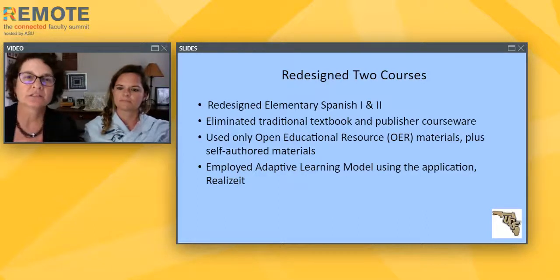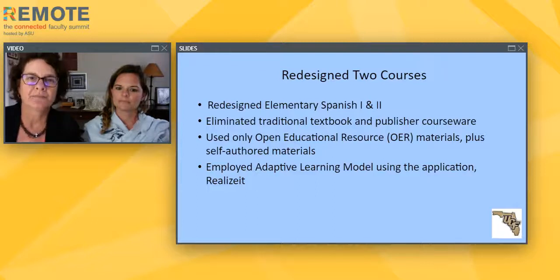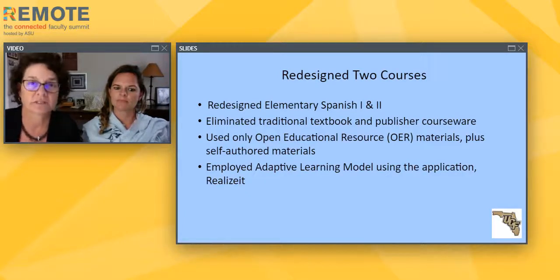So moving on, we'll share a little bit with you about how we redesigned our courses. We eliminated the traditional textbook and publisher courseware that we've been using for many, many years. We used only open educational resource content plus our own content that we have created previous to the redesign as well as during the redesign. And then, of course, we employed adaptive learning. We use the software application called Realize It, although there are many different ones on the market, but our university has a contract with Realize It, and we have a very robust team of support at University of Central Florida for this application.